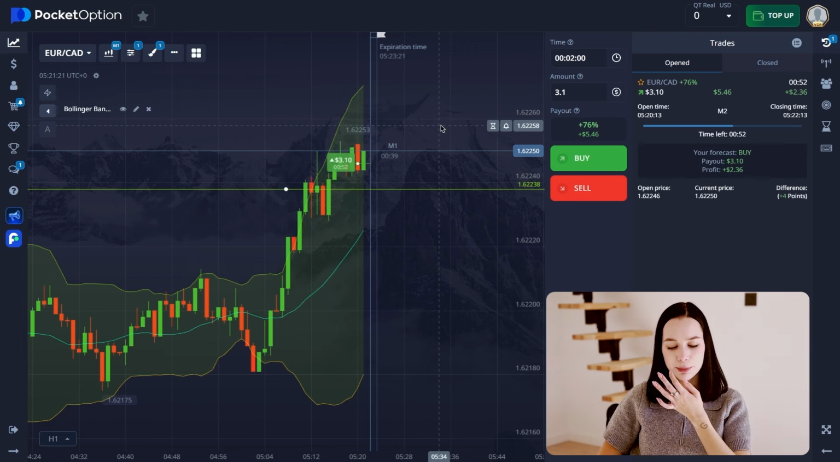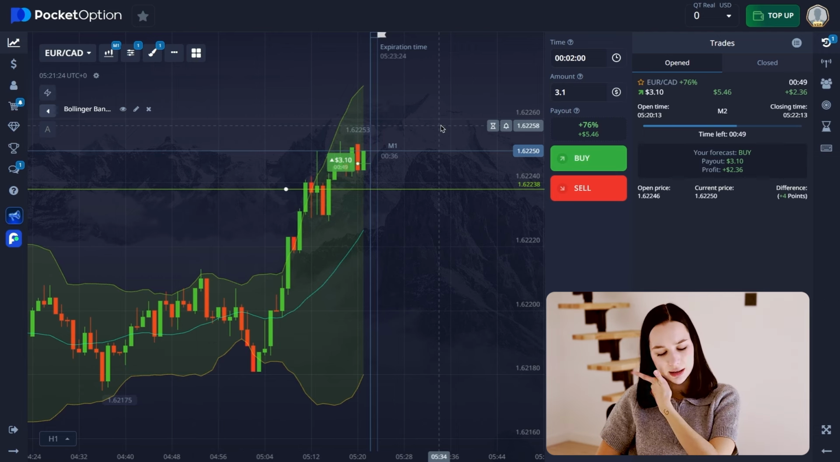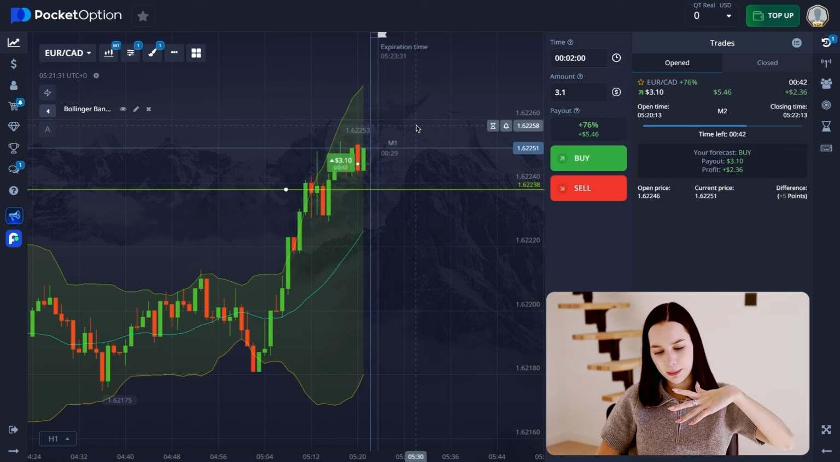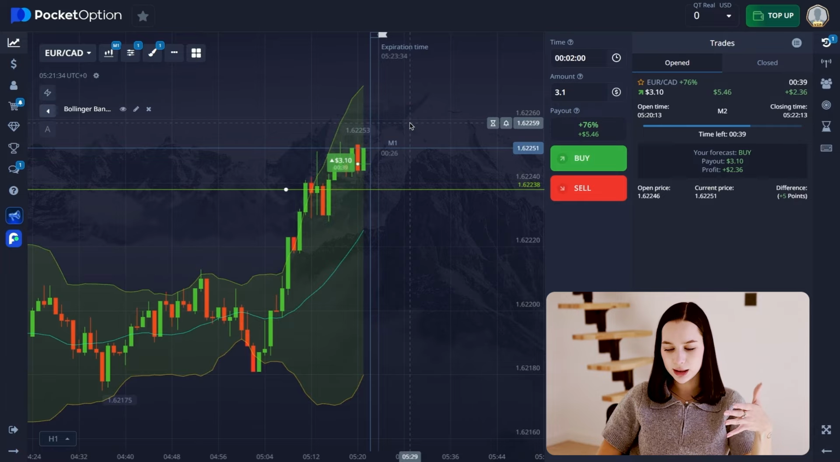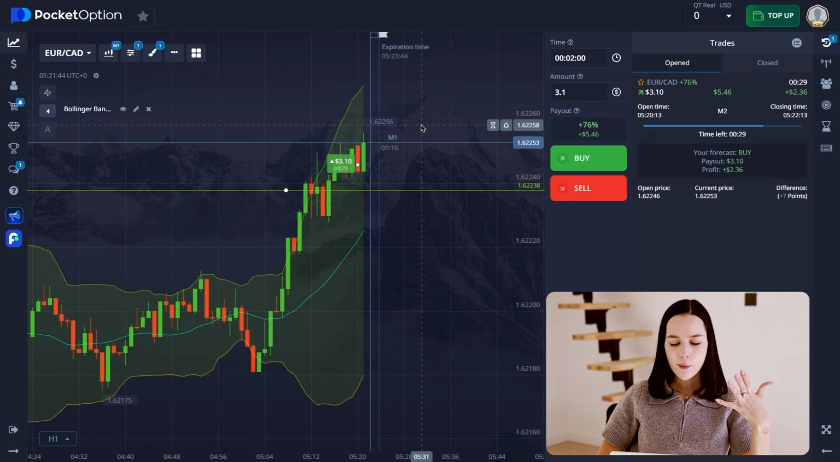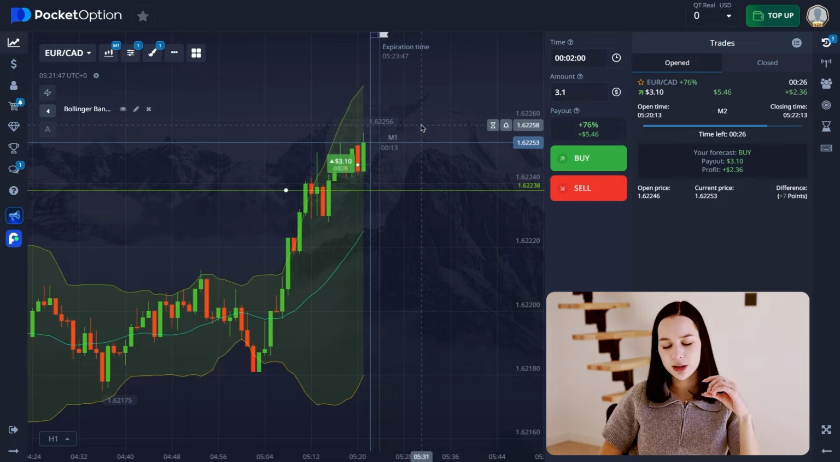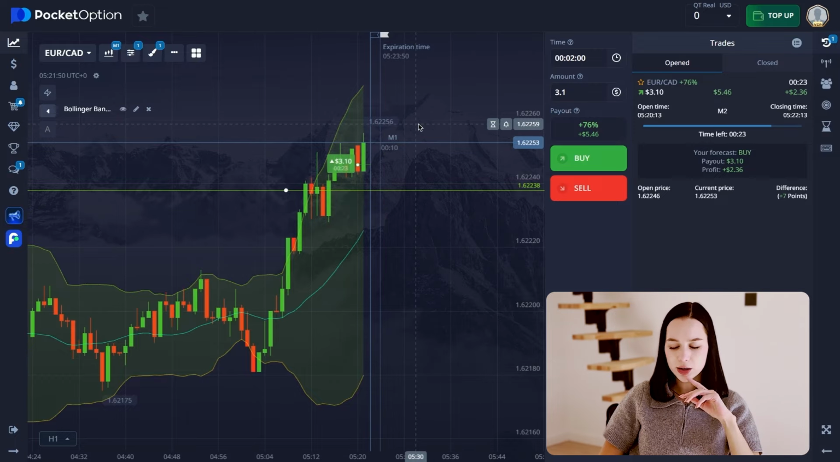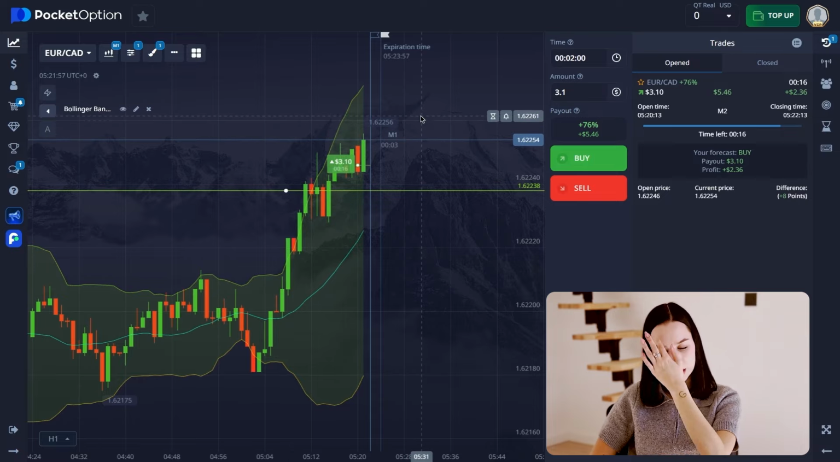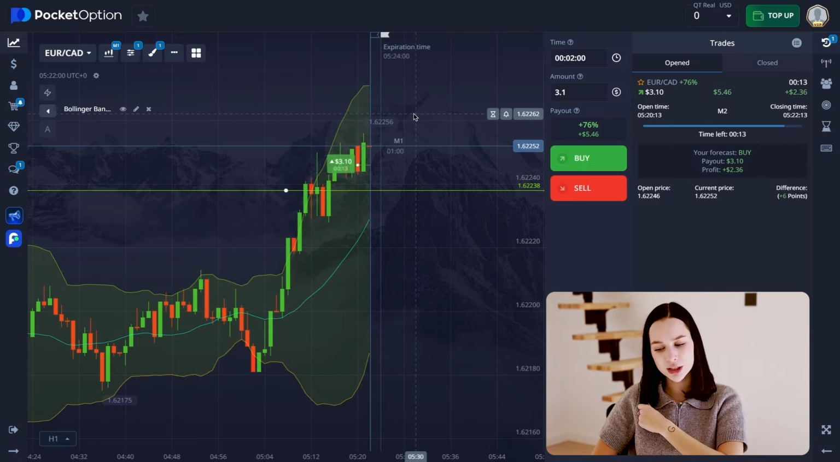So here we just simply follow the trend. We also can see that at the start of the upward trend, our price crossed the middle line of the Bollinger Bands, showing that the buyers are really strong right now, and we still don't know when it's going to be the end of the upward trend. There are no signs of reversal, for example upper wicks on the candles or other candlestick patterns. So that's why we continue opening a trade here in the upward direction.